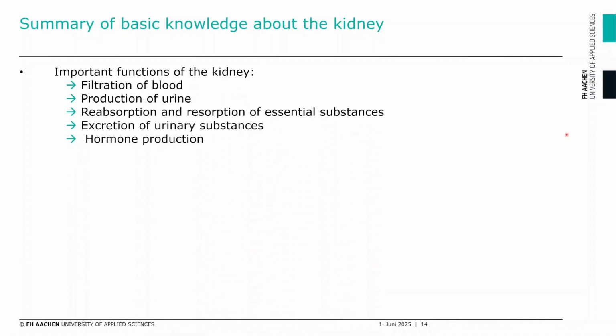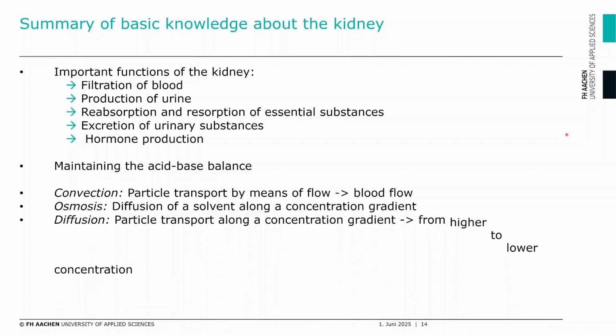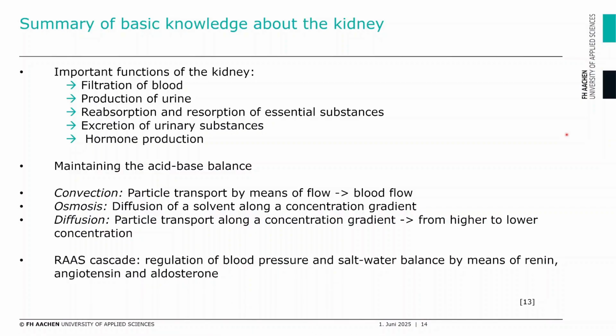Now, important functions of the kidney are filtration of blood, production of urine, reabsorption and resorption of vital substances, excretion of urinary substances, hormone production, and maintaining the acid-base balance. Convection is the transport of particles by flow, for example blood flow. Osmosis is the diffusion of a solvent along a concentration gradient. Diffusion is particle transport along a concentration gradient from higher to lower concentration. The RAAS cascade plays an important role in the regulation of blood pressure and the salt-water balance by renin, angiotensin, and aldosterone.